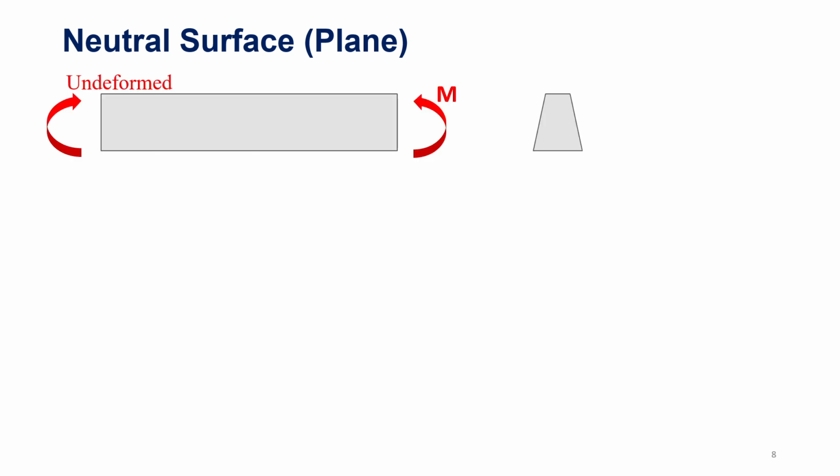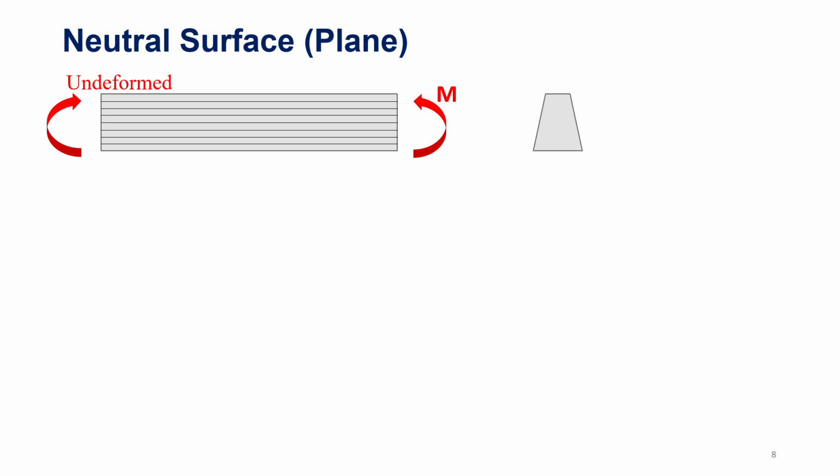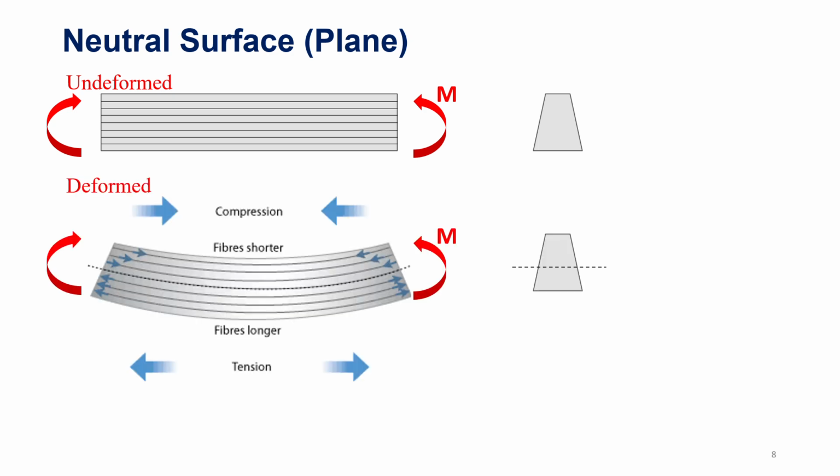So let me introduce the concept of a neutral surface or neutral plane. Let's consider a straight beam subjected to a moment M here, and its undeformed shape is straight. Its cross-section is shown on the right-hand side. If we consider the beam to be composed of a bunch of fibers or filaments, which are parallel to each other, when we bend the beam, at the top of the beam the fibers will become shorter, and at the bottom the fibers will elongate. That means the top of the beam is under compression, and the fibers at the bottom are under tension.